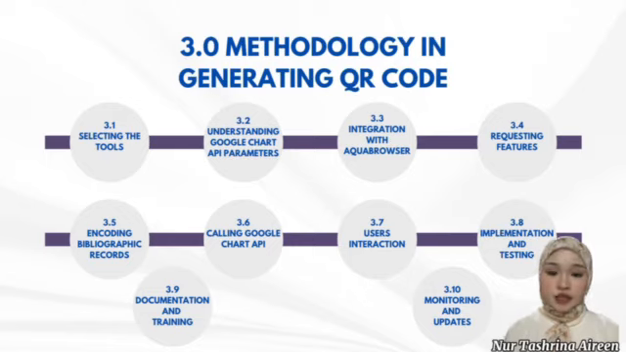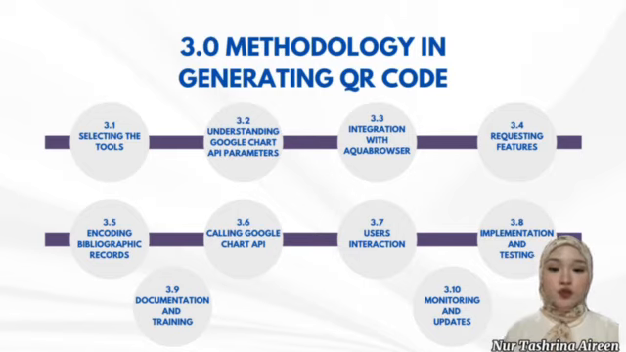Number 4 is requesting features. Initially, inquire with Serials Solutions, the provider of Aqua Browser, about the possibility of integrating a QR code feature directly into Aqua Browser. However, due to the unavailability of this feature at the time, make the decision to proceed with the Google Chart API as an alternative. Number 5 is encoding bibliographic records. Encode the bibliographic record information, such as the title, author, call number, and more, in JavaScript code. This encoding is done within Aqua Browser.